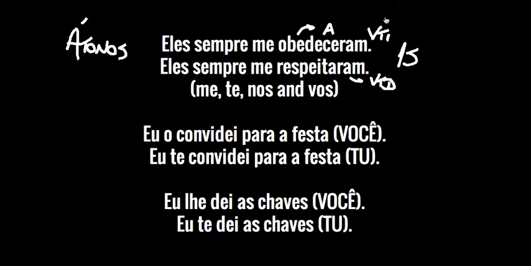And then, considering our pronouns me, te, nos, and vos, in both cases for direct and indirect objects and verbs, we will keep them in the same form. Eles sempre me obedeceram. They have always obeyed me. And then, eles sempre me respeitaram. They have always respected me. So the indirect and direct objects in this case have the same form.